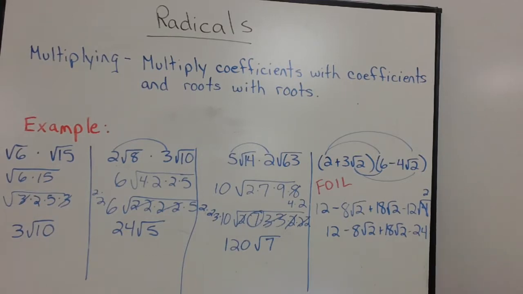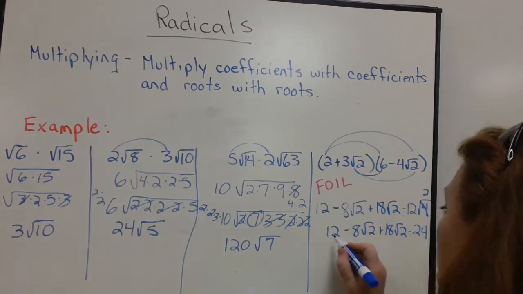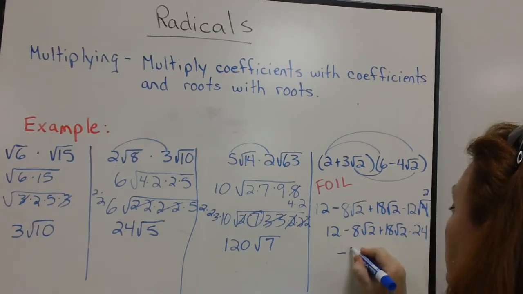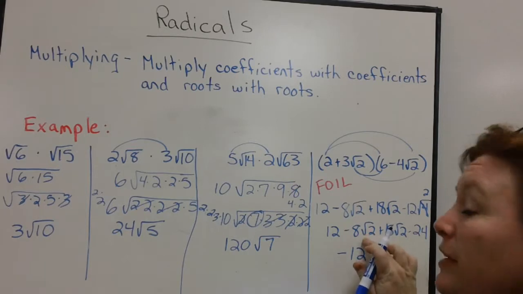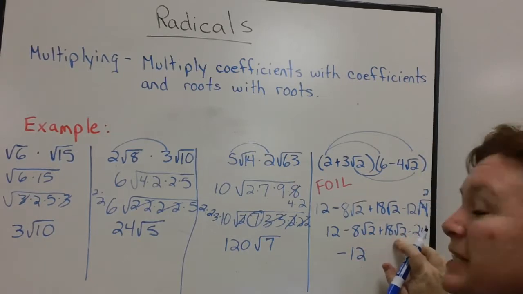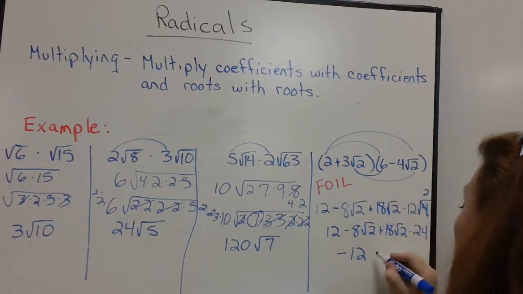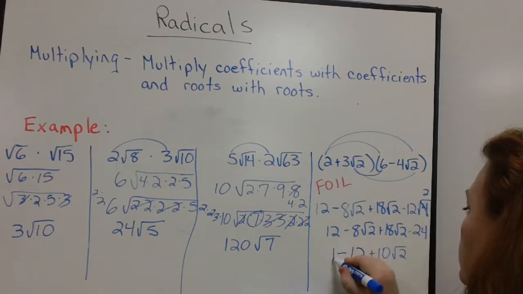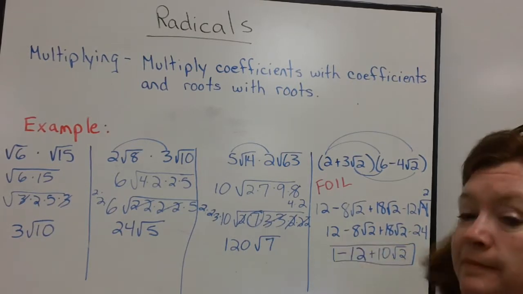All right, now we have to combine like terms. I have a 12 minus a 24. That would be a negative 12. I have negative 8 square roots of 2 plus 18 square roots of 2, which is a positive 10 square roots of 2. And there's my answer.